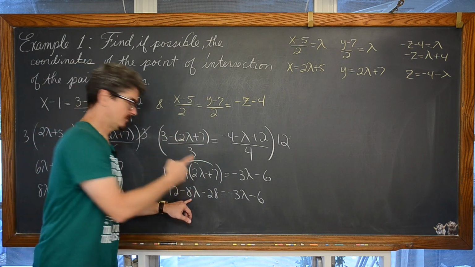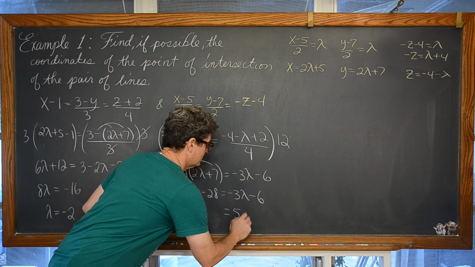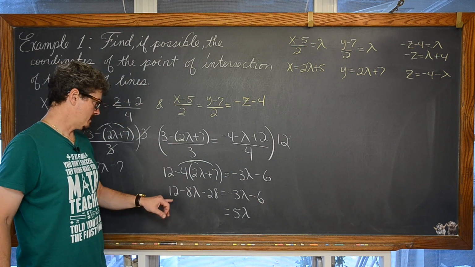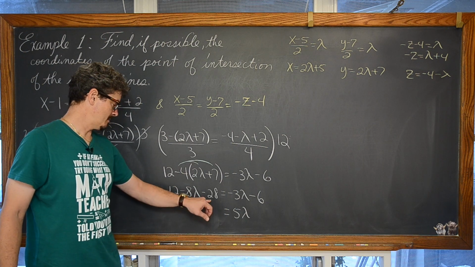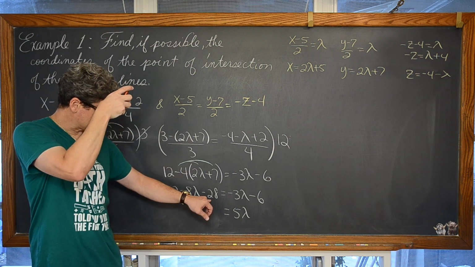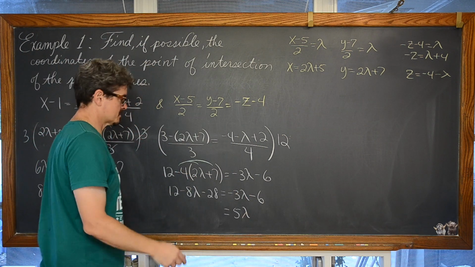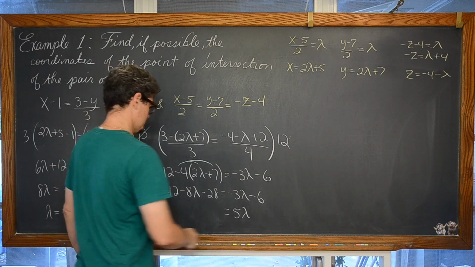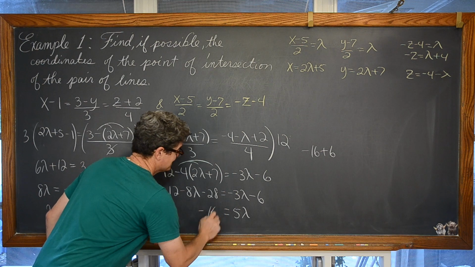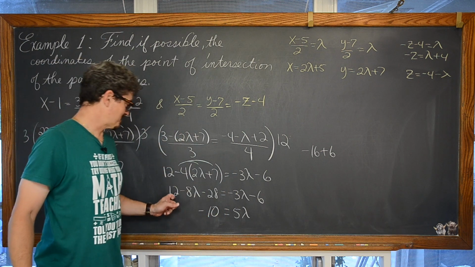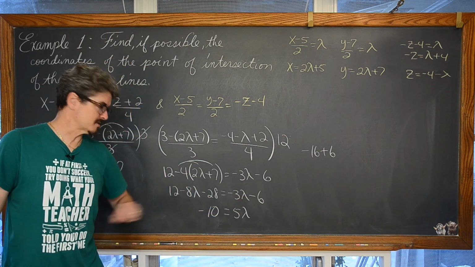We're going to bring this negative 8 lambda over to the other side with addition, so we get a positive answer, giving us 5 lambda. Now we're looking at 12 minus 28, which is going to give us negative 16, and negative 16 plus 6 is going to give us negative, oh, I can't believe I just said that. It's going to give us negative 10. I'm jumping myself to the answer. So we have 12 minus 28 is negative 16. Negative 16 plus 6 is going to give us negative 10.